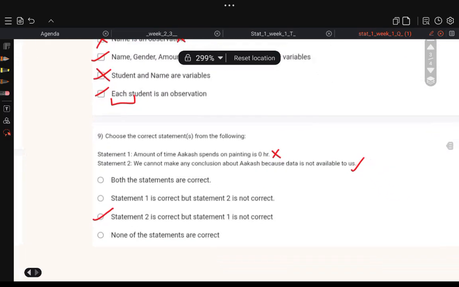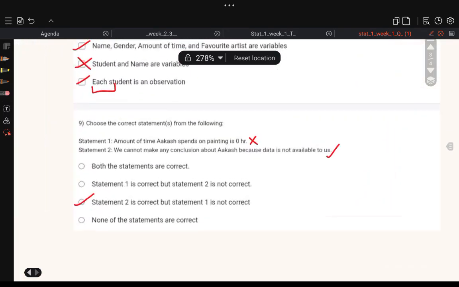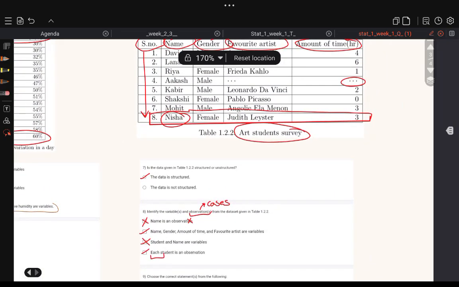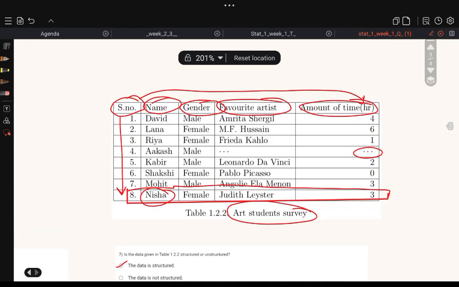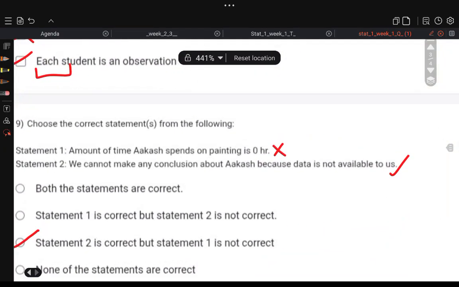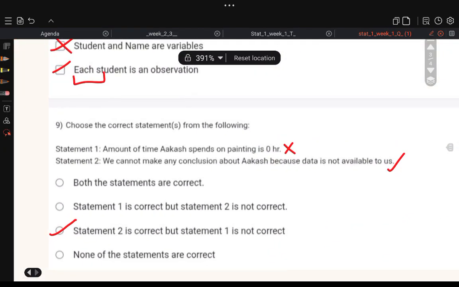So both are correct. And the last question is that the amount of time Akash spends on painting is 0 hours. So let's look at the table. Where is Akash? Here is Akash. He is male, and the amount of hours is not given in the table, right? It is not given in the table, so the first statement should be wrong. It is not 0 hours, it is not given in the table. We cannot make any conclusion about the case because data is not available to us, correct? So statement 2 is correct, but 1 is incorrect.